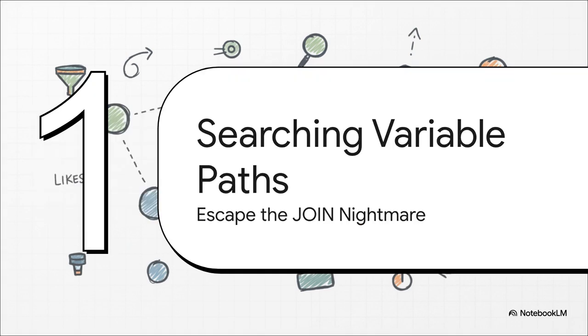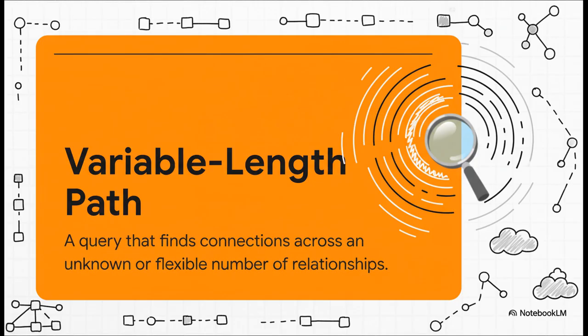All right, let's jump into our first superpower, finding connections across unknown or flexible distances in your graph. This is where we really start to leave that whole world of rigid table joins in the dust. The core idea here is something called a variable length path. Instead of telling the database to find one specific direct link, you can ask it to find any path within a certain range. You could say, show me everyone between 2 and 5 steps away. That kind of flexibility is an absolute game changer for network analysis.